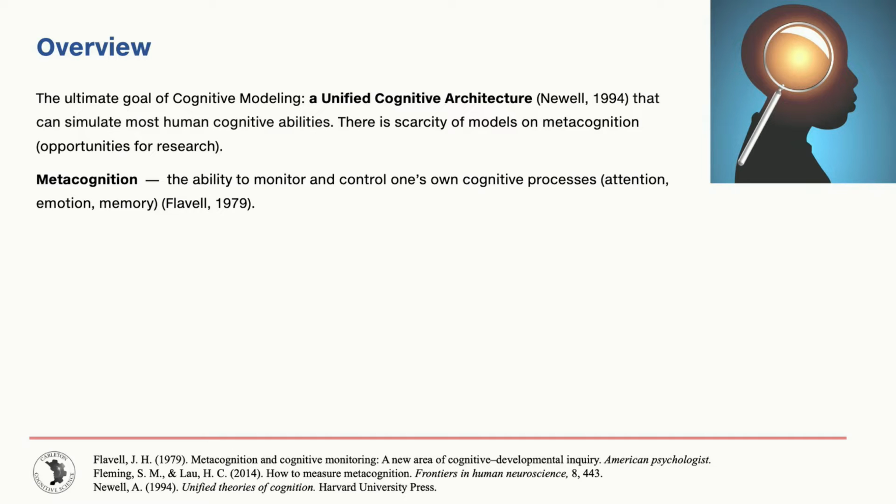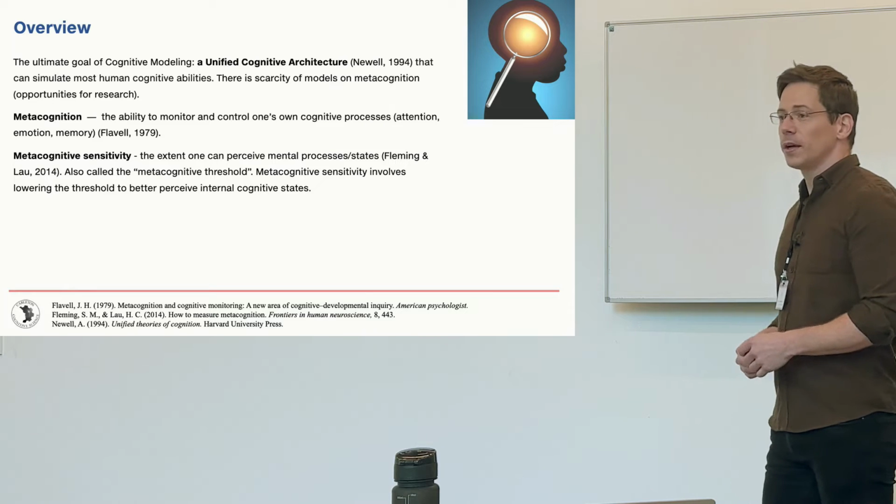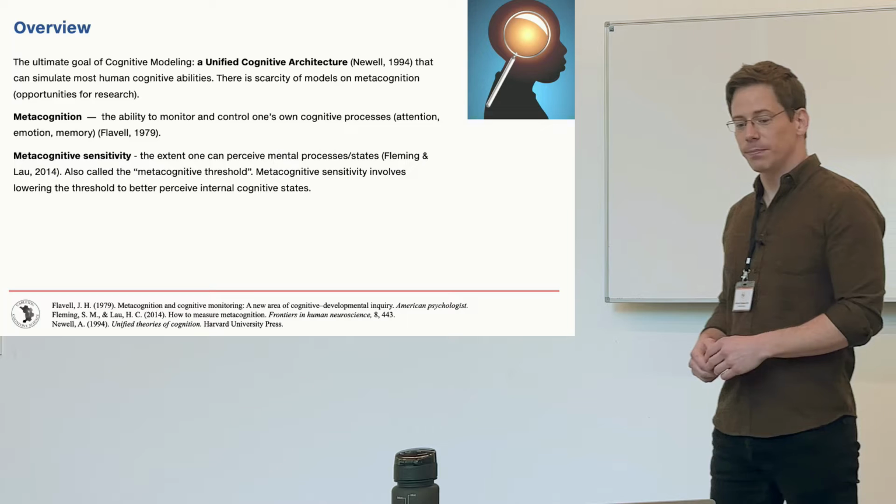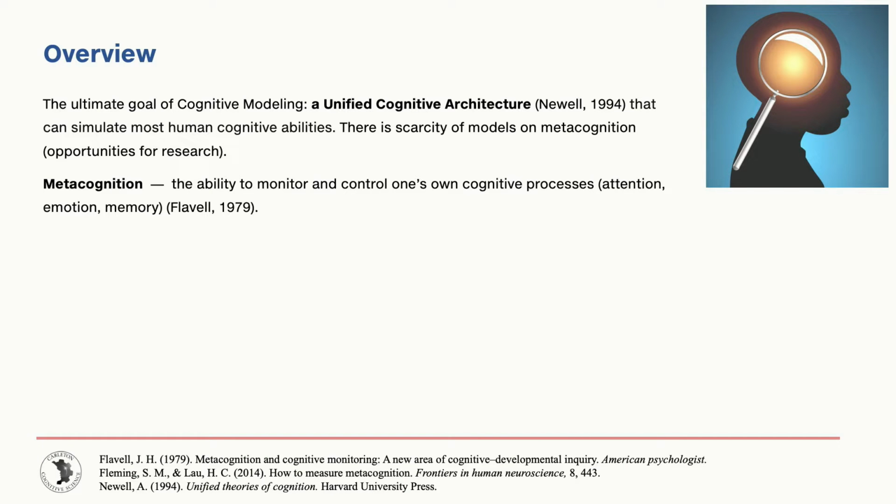So I'm going to start with some basic definitions, just so you know the terms that we're using. Metacognition, well, it's the monitoring and control of your own cognitive processes. So you can monitor your own attention. You're all aware that you're aware right now. You can direct it anywhere. You can monitor and control your own emotions or your memory.